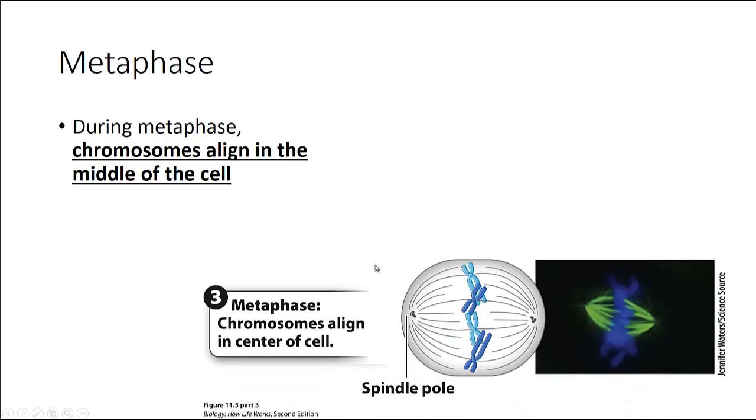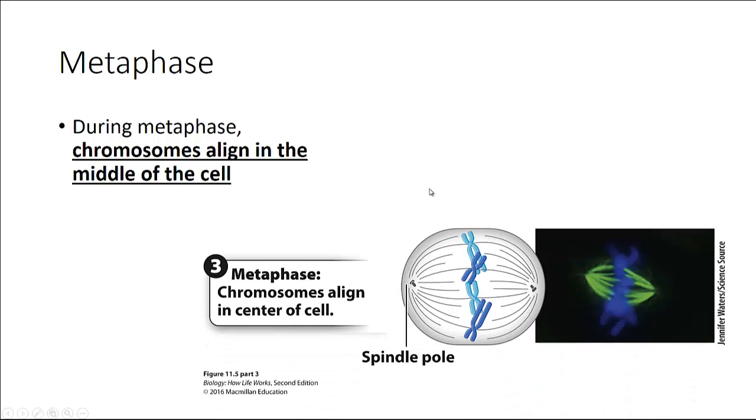Now in metaphase, those microtubules, or those spindle fibers, will actually push the chromosomes until they're aligned down the middle of the cell. So meta means middle. The chromosomes are being lined up in the middle of the cell. Kind of an amazing thing. These have an uncanny ability to innately line up these chromosomes right down the middle of the cell.